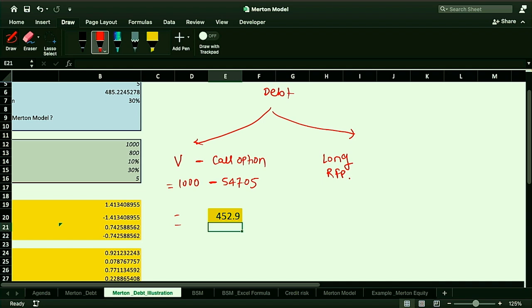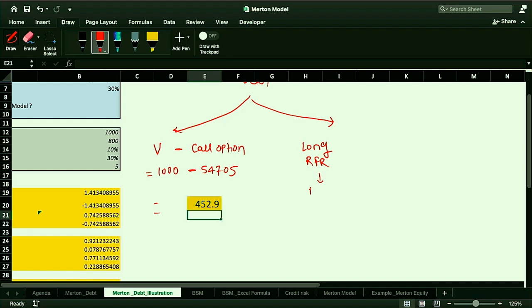What is the value of this RFR, which is equal to the present value of the zero coupon bond. Okay, so I have a long position on this and minus a put option, because I have a short position, right? So minus a put option on the firm. Okay, now do we have these numbers available?